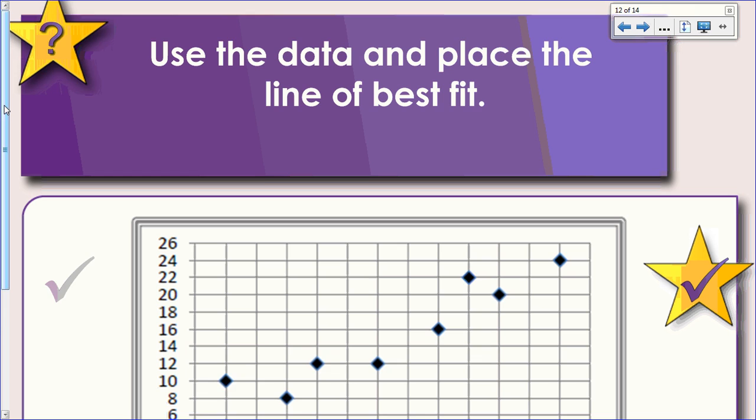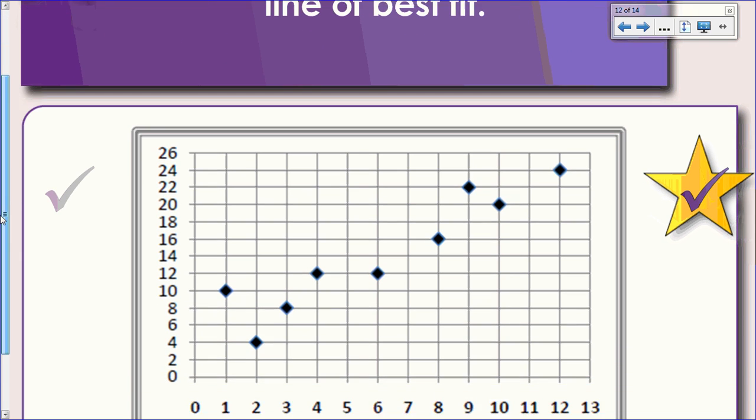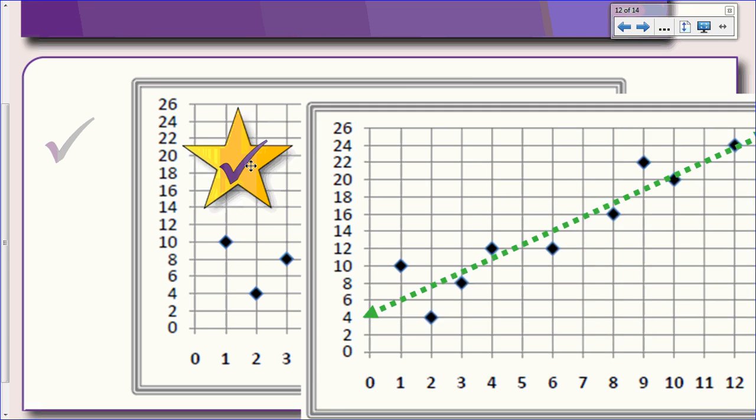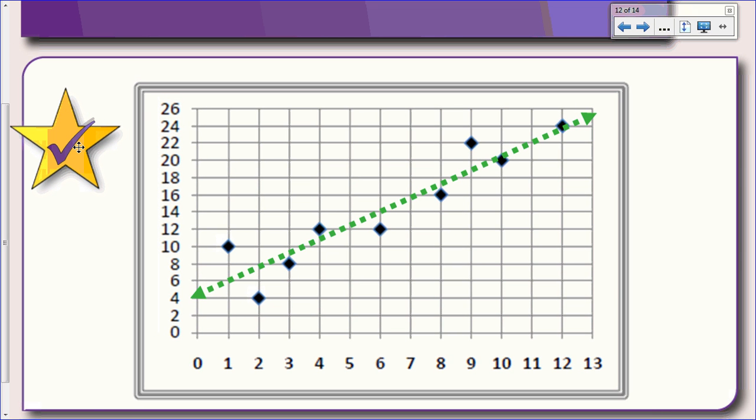Use the data and place the line of best fit. Again, here's our data, our line of best fit. Should run right in the middle of it. Again, you try to hit as many points as you can, and then you try to balance out the number of points above the line and then the ones below the line. If you needed an equation, you should be able to, using all the other skills you've already learned, come up with an equation for this line of best fit.